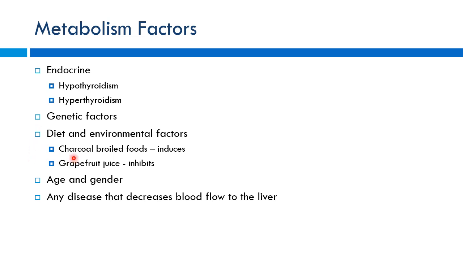Mention things like charcoal-cooked foods tend to induce some CYP enzymes, which may actually drive levels of their drugs down. May not be what you want. Things like grapefruit juice, you can tell them to avoid some of these things in order to avoid some pretty significant drug interactions. I kind of talked about that before already. Age and gender can affect this. We'll talk about special populations, specifically neonatal versus geriatric pharmacology, and we'll see that their ability to metabolize drugs changes pretty drastically. And then again, anything decreasing blood flow to the liver is going to slow down metabolism.